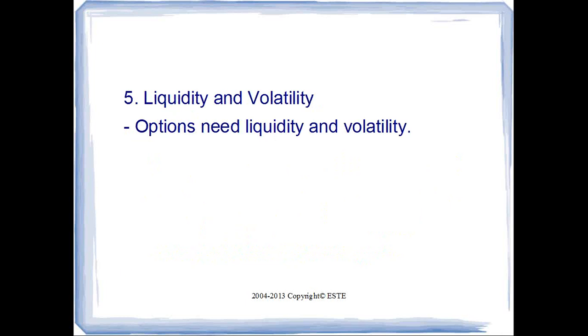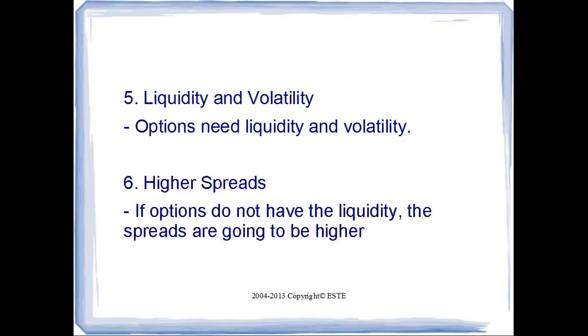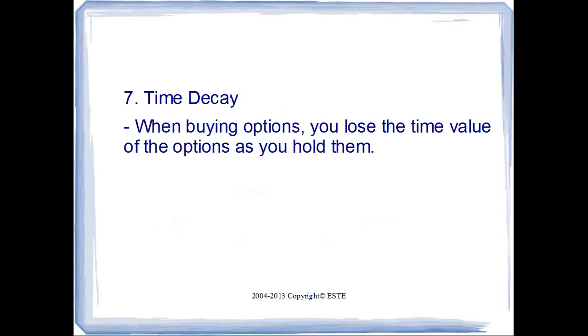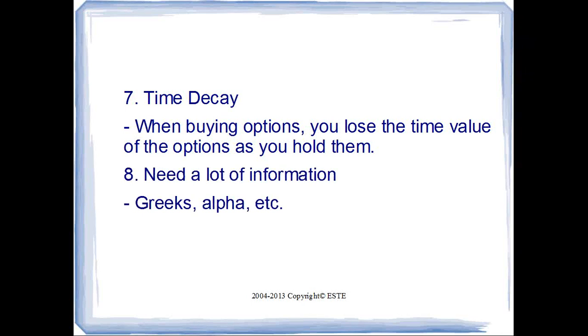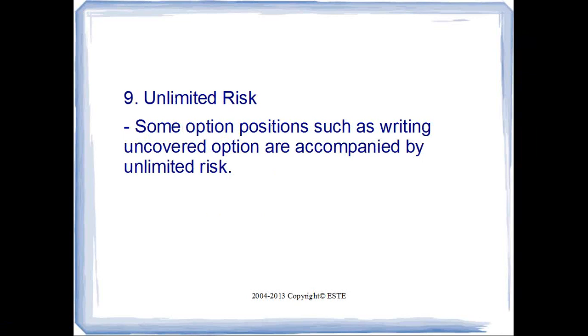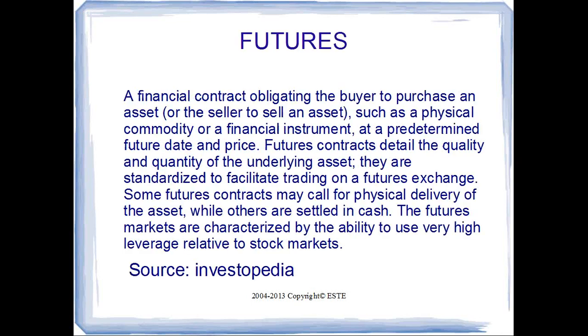Okay, next, liquidity and volatility. Options need liquidity and volatility. 6, higher spreads. If options don't have the liquidity, the spreads are going to be higher. 7 is about time decay. When buying options, you lose the time value of the options as you hold them. 8, you need a lot of information via the Greeks, the alphas, deltas, and so forth. 9, unlimited risk. If you're trading at level 5, then option positions are buying uncovered options that are accompanied by unlimited risk.